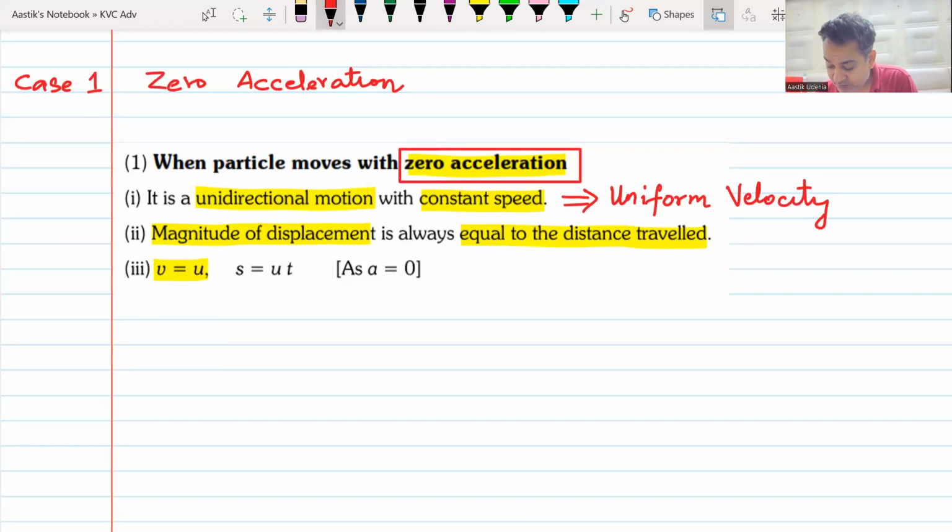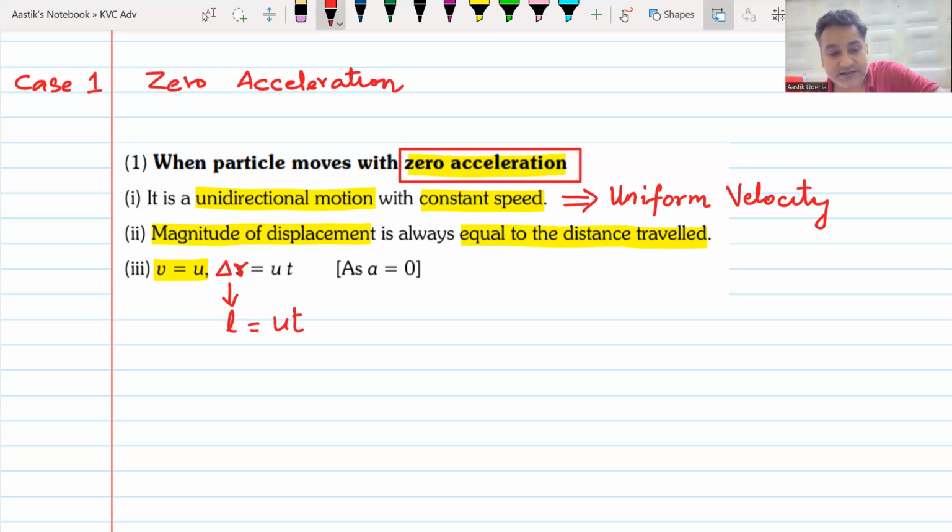S, I will not write it as s, I will write it as delta r. Delta r means displacement, will be equal to ut plus half at square. So it will undergo that equation. Delta r will be equal to ut, and this delta r will be equal to L also, because this is the case where it is moving in the same direction with the same speed. Magnitude of displacement and distance are same.